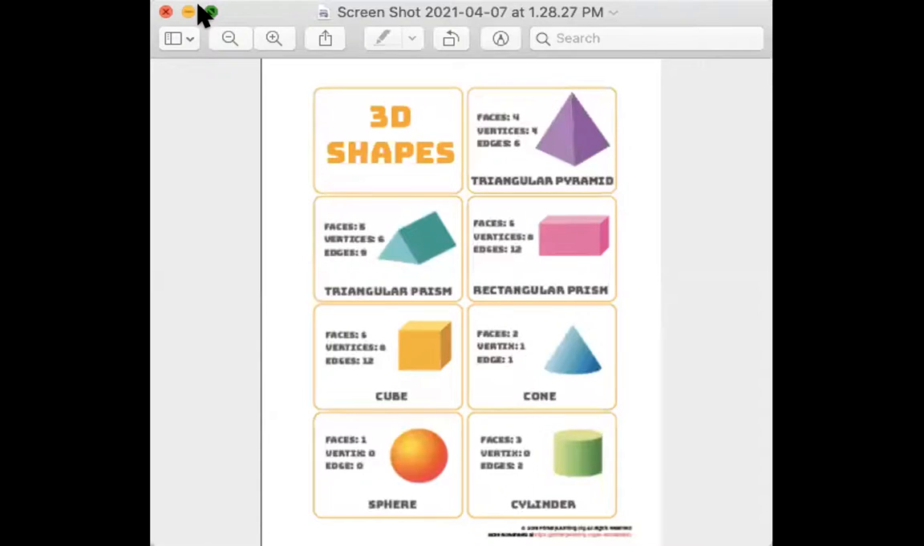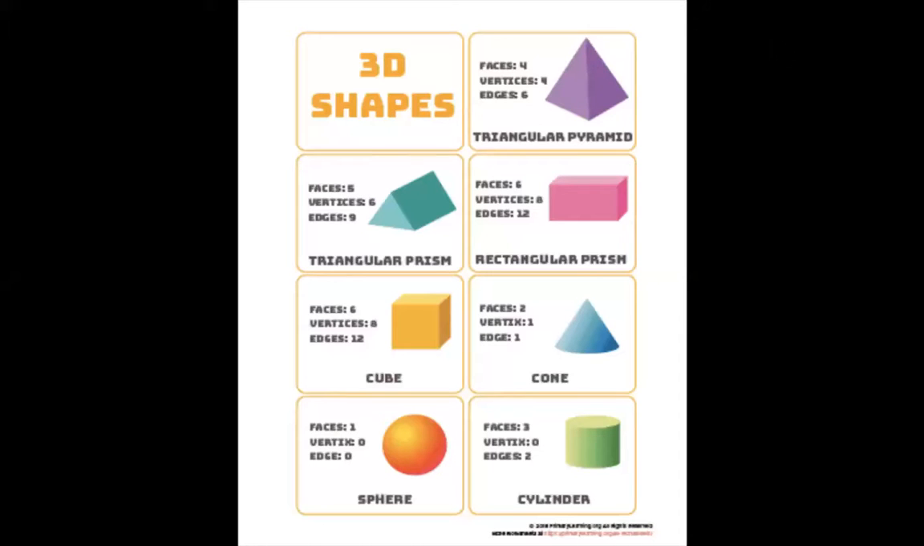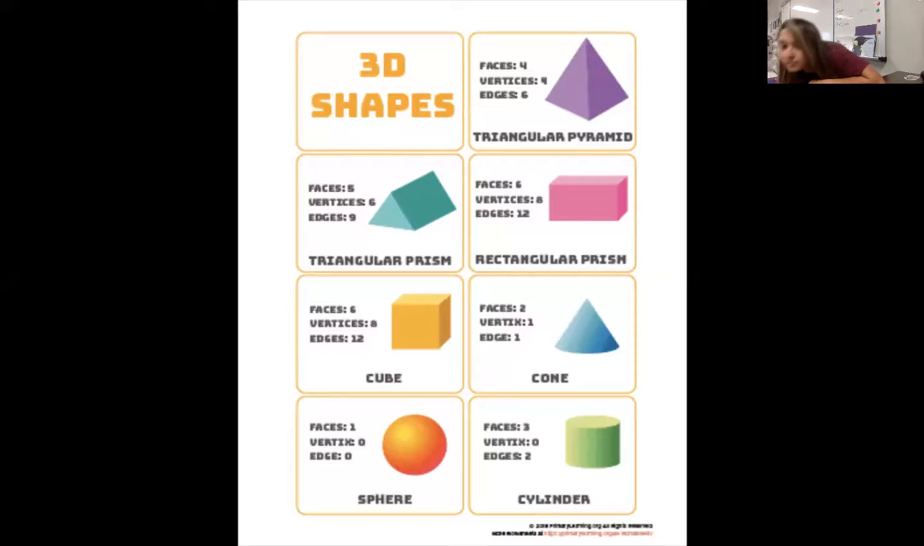Let's look at this here. Okay, so remember we saw the triangular pyramid right here. And then we have a triangular prism. This is what a triangular prism looks like, okay? Looks like it has a rectangle on the bottom, but these two faces have triangles, okay? And then it has these sides.